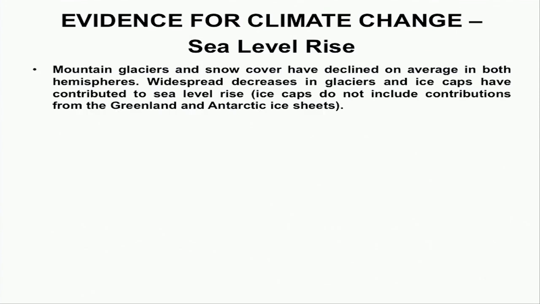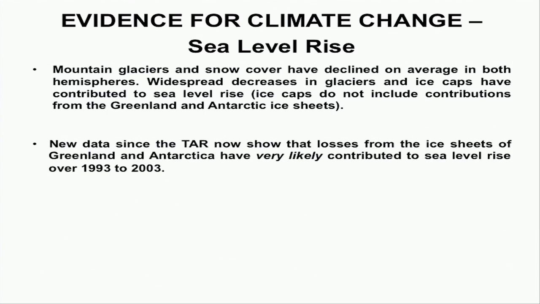The first one, of course, is sea level rise. So what causes sea level rise? Well, it's not just expansion of water, we have to think about melting of snow and ice. We know that mountain glaciers and snow cover have declined on average in both hemispheres now. There's wide decrease in glaciers and ice caps, and those contribute also to sea level rise. Now, when we talk about ice caps, be careful. In a climate sense, ice caps do not include contributions from Greenland and Antarctic ice sheets. Those are actually treated separately.